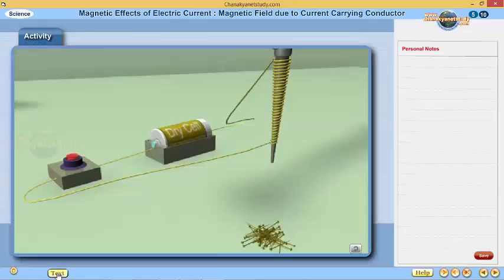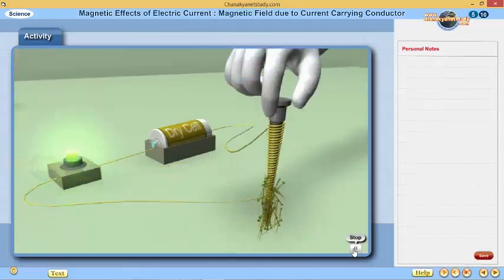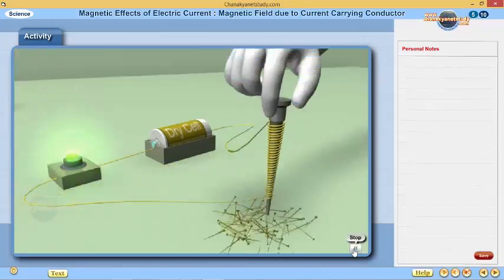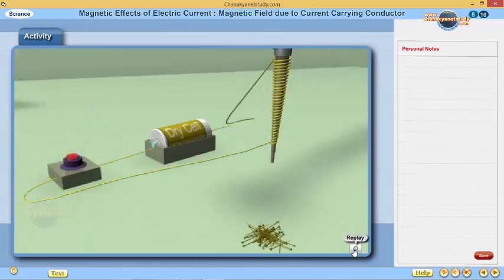Wind the insulated wire tightly around the nail in the form of a coil. Connect the free ends of the wire to the 2 terminals of the cell for a few seconds. Bring small iron pins near the tip of the nail and observe. Disconnect the wire ends and observe. Repeat the above steps again.